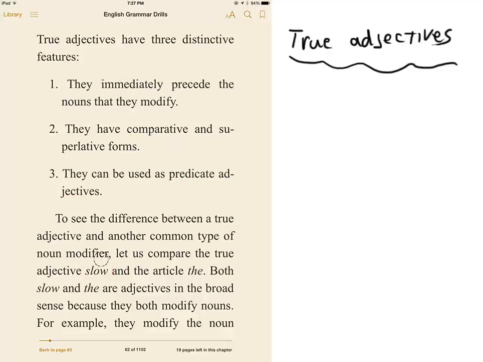So we're going to use the examples that they have here. They compare the word the and the word slow. And they say that the is not a true adjective. Even though it's an adjective, we actually call it an article. Okay, it's an article, and an article is a special type of adjective. So don't let that confuse you. We'll look at the difference here in a second. And then they call slow a true adjective.